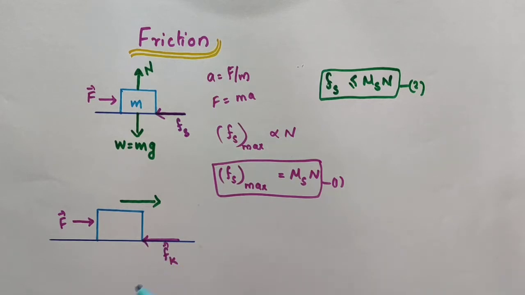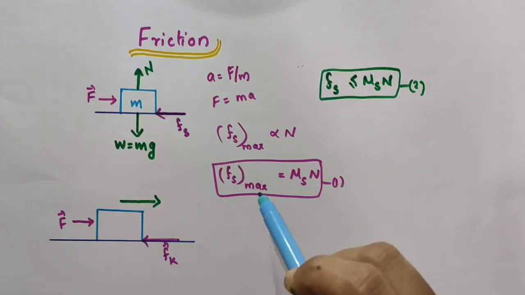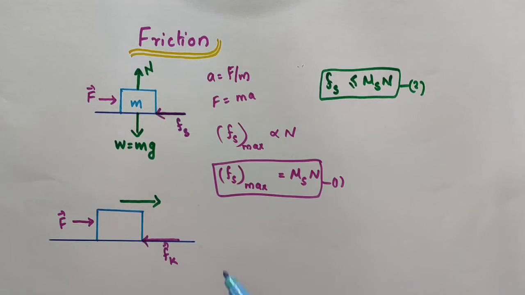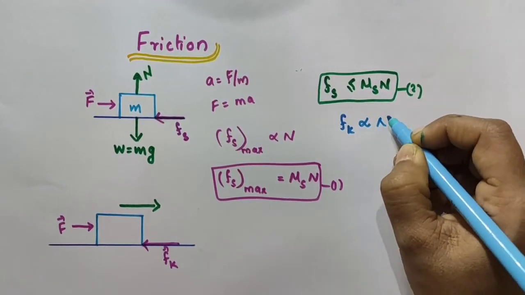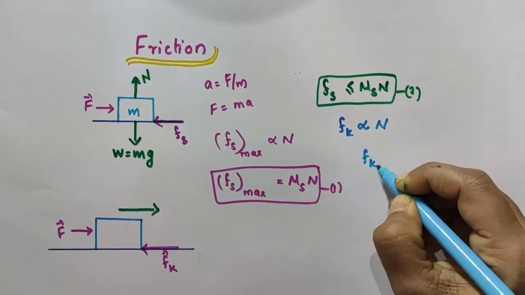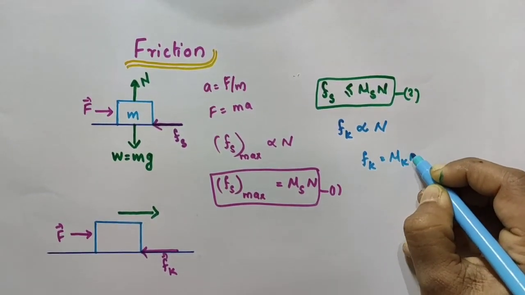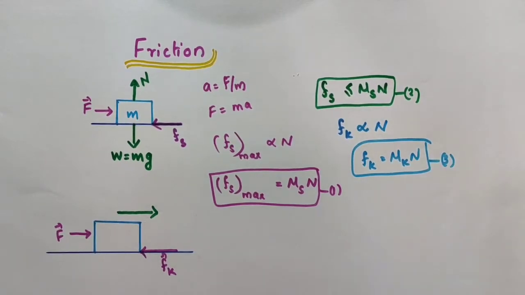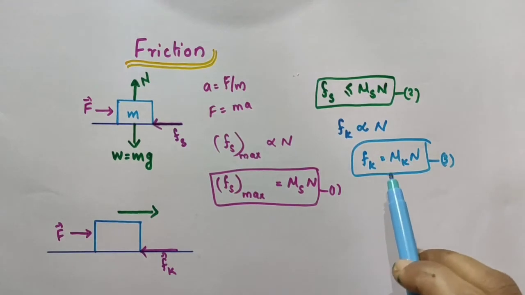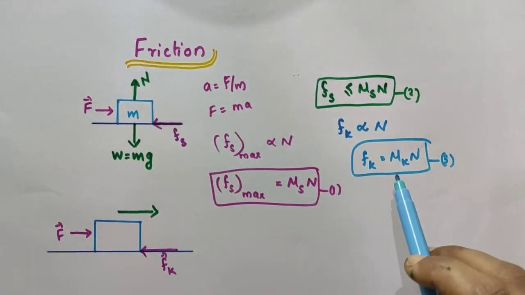Kinetic friction is also independent of the area of contact. It satisfies a law similar to the law of static friction. That is, the force of kinetic friction is directly proportional to the normal reaction force. Kinetic friction can be written as mu k into N. I am taking this as equation number 3. This mu k is a constant of proportionality called the coefficient of kinetic friction.